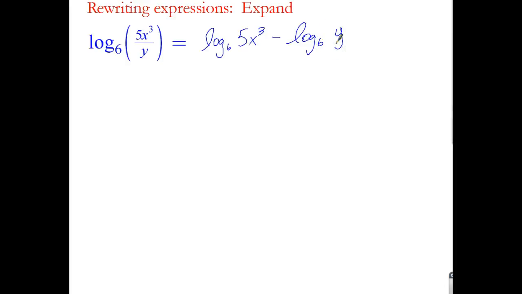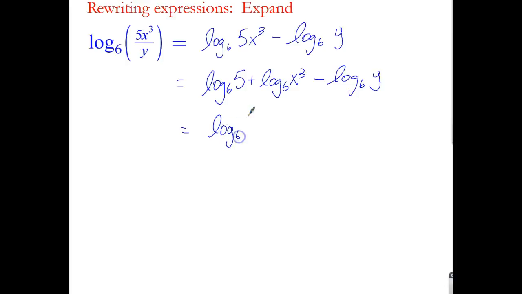Okay. Then what we're going to do is we're going to take that and break apart the 5 and the x. So we're going to do log base 6 of 5 plus log base 6 of x cubed minus log base 6 of y. So that's going to give me log base 6 of 5 plus 3 log base 6 of x minus log base 6 of y. Good? Good. All right. Moving right along.